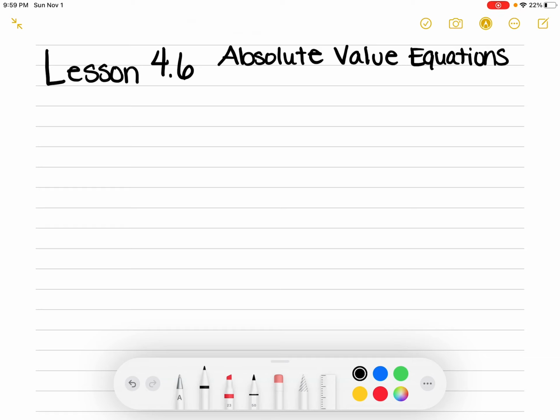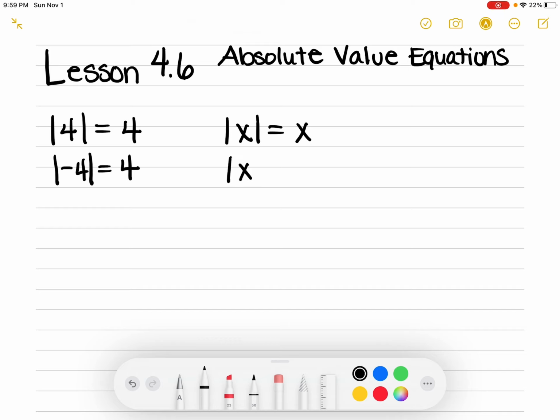So if you remember, the absolute value of 4 is 4, but the absolute value of negative 4 is also 4. So it's a positive, whatever is inside of it. Okay, so not the opposite, but the positive. So if I had the absolute value of x, that's going to equal x, but negative x inside of it can also equal positive x, okay? So we're going to take this and solve some equations with it.